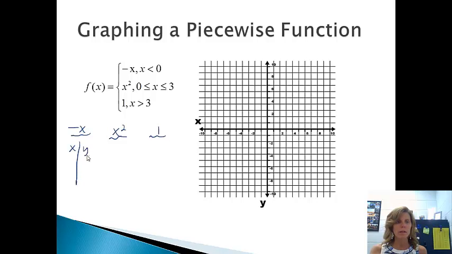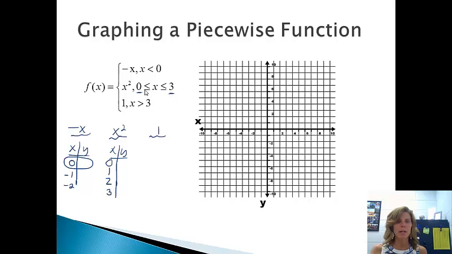So the first one is going to be all values less than 0. So I will go ahead and make a graph. So 0, I'm going to circle this one because since it doesn't equal 0, I know that that's going to be an open circle. And then values less than 0 would be negative 1, negative 2, and I think that's probably good enough. Then my second graph, this one has to start at 0 and go to 3. So I'll put 0, 1, 2, 3.